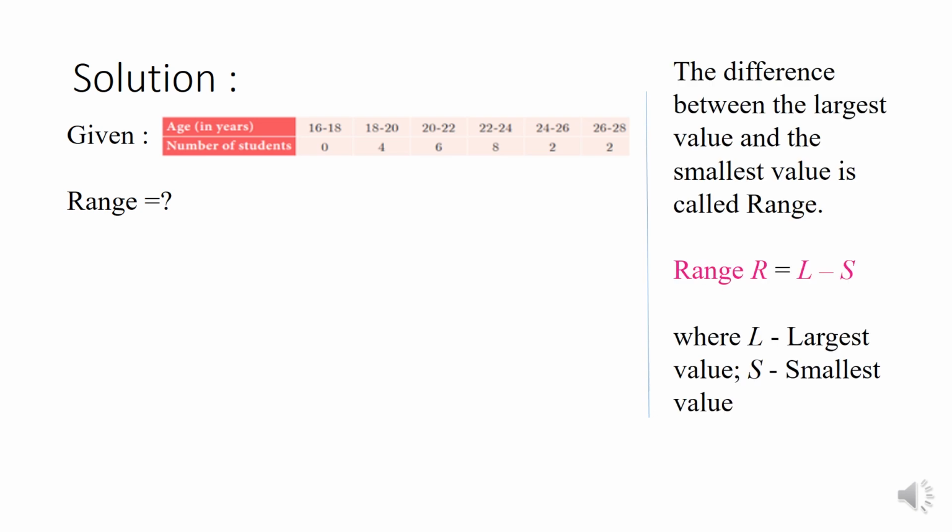By seeing the data, we usually guess that 16 is the smallest value, but it is not. Since for 16 to 18 the number of students is 0, we will not be considering that particular range. So we will be considering only 18 to 20, 20 to 22, 22 to 24, 24 to 26, 26 to 28. From this, we are able to see that 18 is the smallest value.